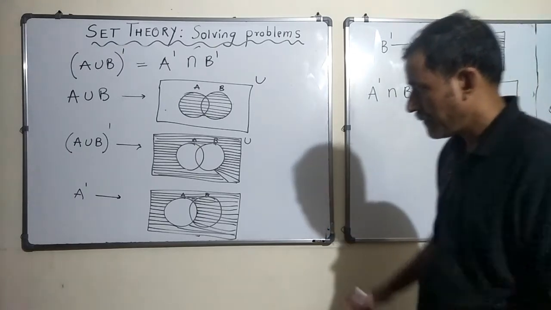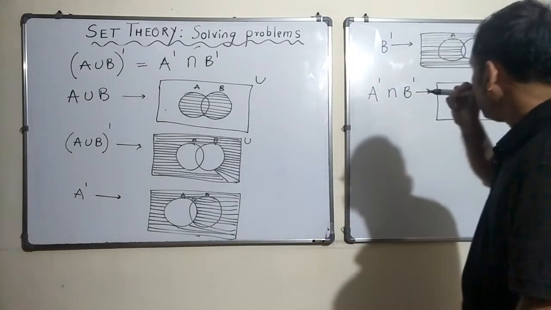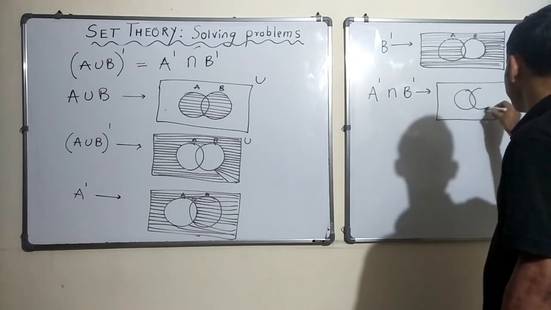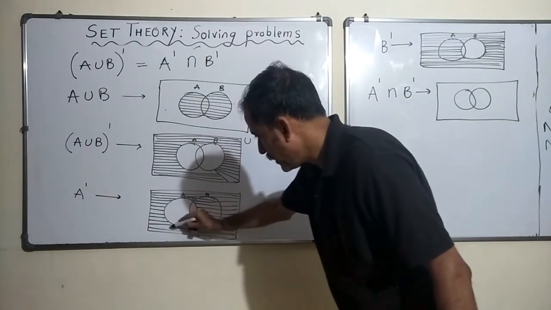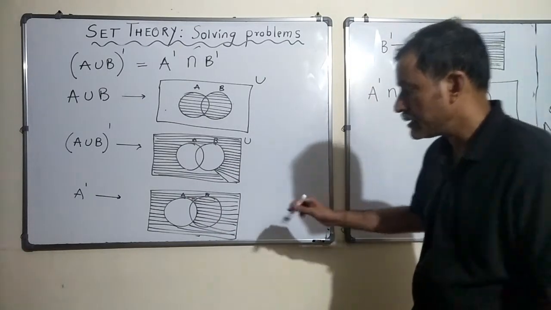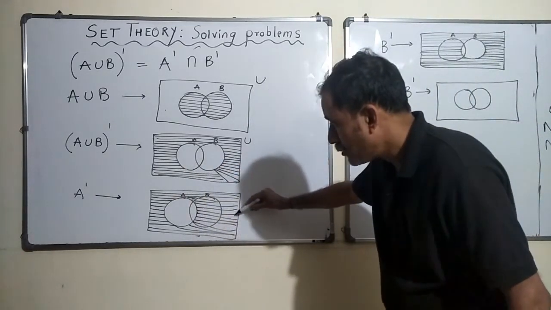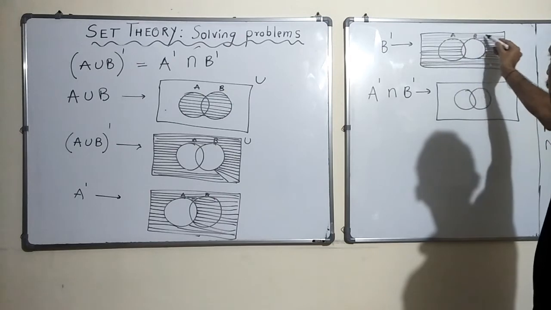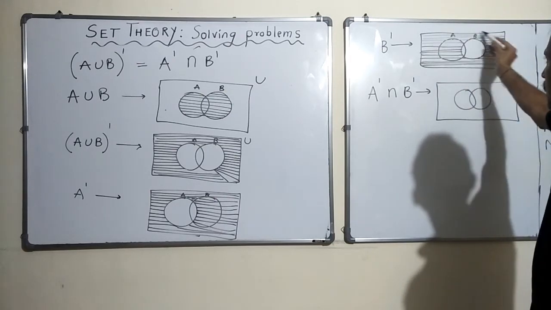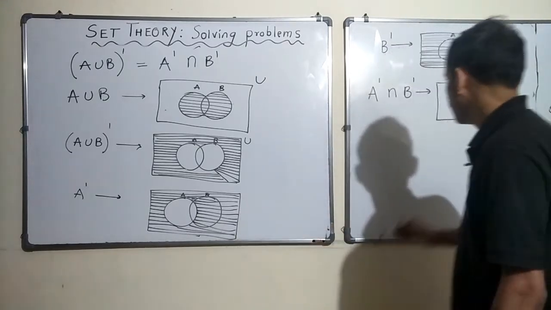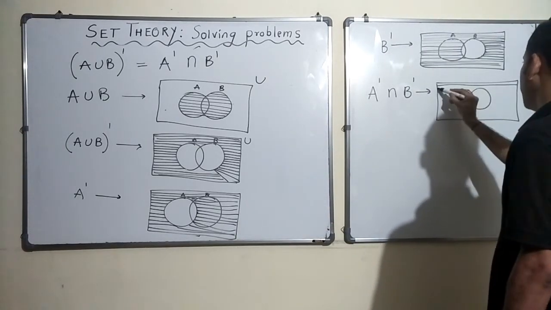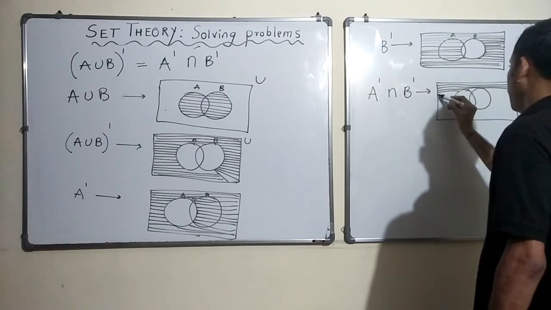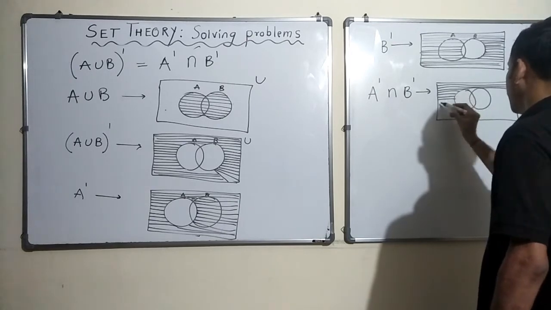Can I say everything outside these two circles is common, right? So first let's focus on the area outside these two circles. Is the area outside these two circles shaded in both the cases, in A dash and B dash? If you see, the area outside these two circles is shaded in both the cases. So I am going to shade that, because that is common to both A dash and B dash, right? Then we will see if the area inside the circle is common or not.